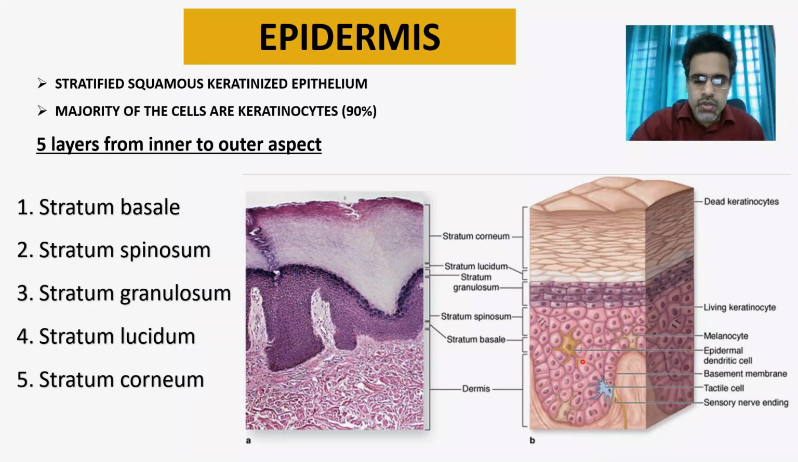Next, just superficial to the stratum basale, we have stratum spinosum. Outer to that, we have stratum granulosum, then stratum lucidum and stratum corneum. So these are the different layers of the epidermis, which can be divided into 5 layers. Remember, all the layers of the epidermis show a major cell type called keratinocytes. Almost 90% of the cells in the epidermis are keratinocytes. Hardly 5% are non-keratinocytes, which we will explain shortly. What are the non-keratinocytes?